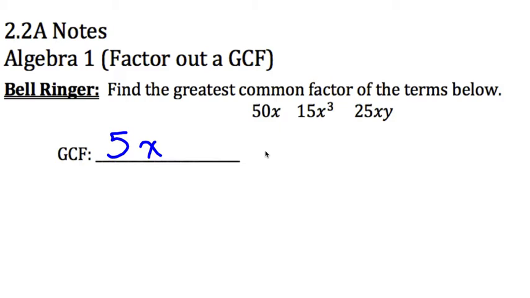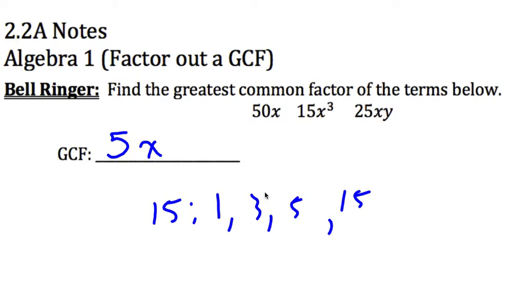So remember, if we have three terms here, 50x, 15x to the third, and 25xy, we want to find the greatest common factor here. So we look at our numbers, 50, 15, and 25. And we want to know what is the biggest number that will divide into each of them evenly. So what I usually do is I start with my smaller number, and I look at my factors for 15. So the factors for 15 would be 1 and 15, and then 3 and 5. And I want to know which of these four numbers will divide into all of these three evenly.